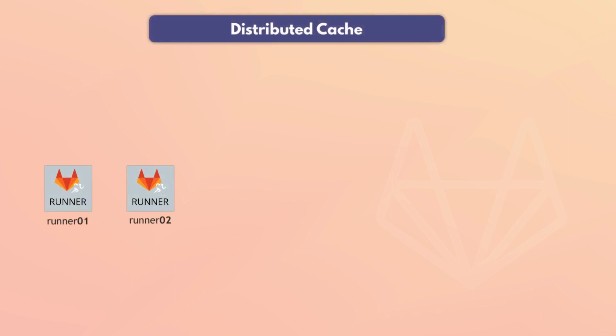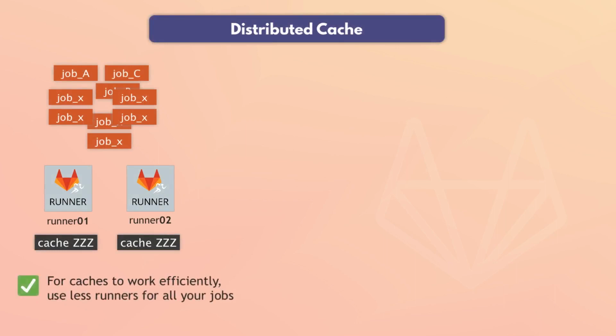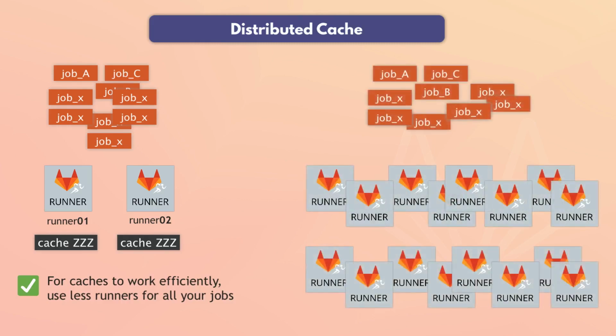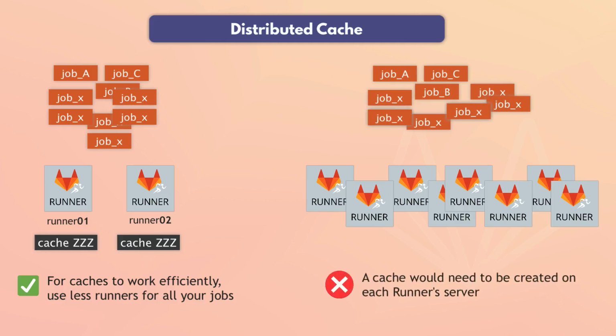And when you have 1 or 2 runners for your project's pipelines, this makes total sense because the jobs will always get executed on these 2 runners, which already have the cache. However, if you have 100 runners and jobs get randomly assigned to them, then caching may not be as efficient because you would need to create cache on each runner's server.